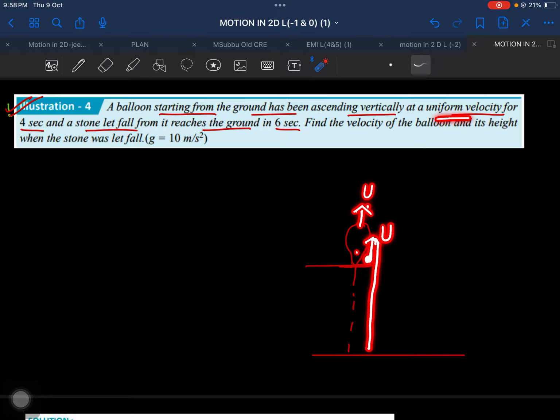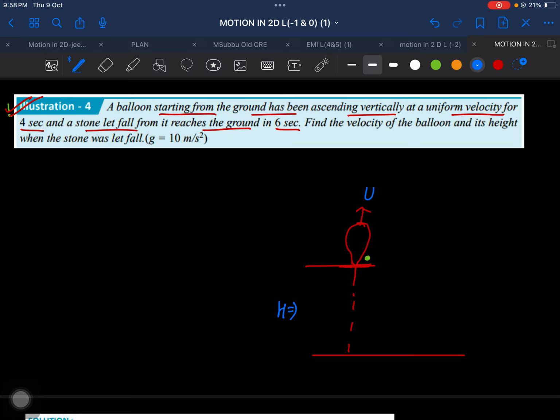Okay, now let me solve this numerical for you. Let the velocity of the balloon be u. In 4 seconds the height attained by the balloon is 4 times u. Because the balloon is moving with uniform velocity, the displacement covered by the balloon is simply time into velocity, so 4u. This is the height of the stone. Now the stone has been dropped. What is the initial velocity of the stone? The initial velocity of the stone is u.